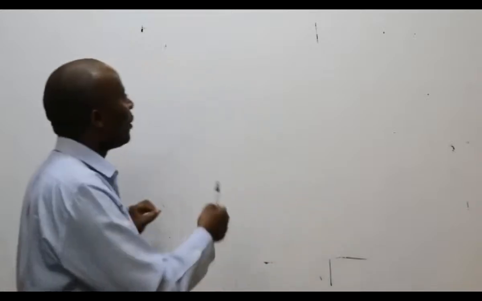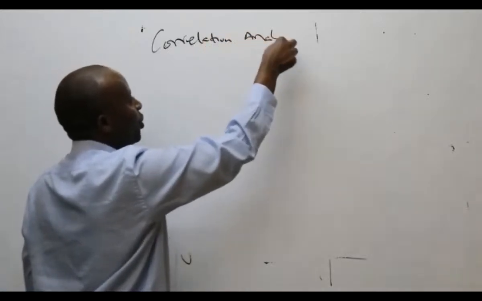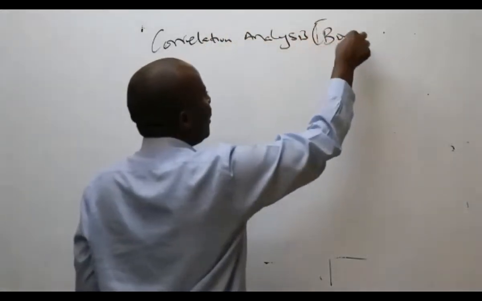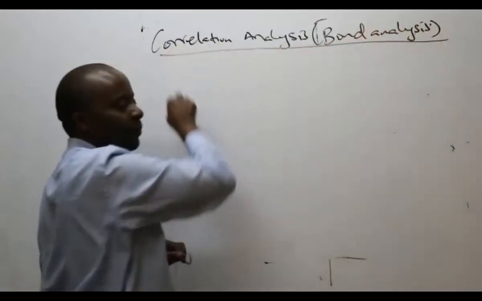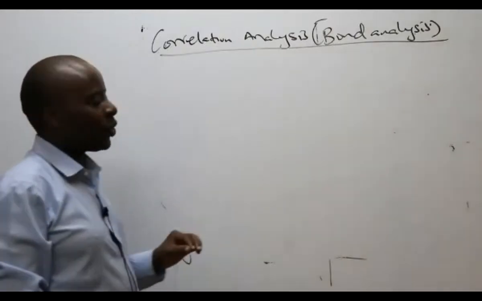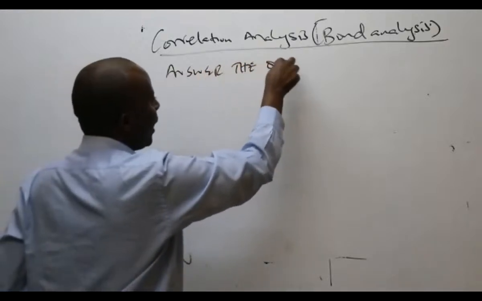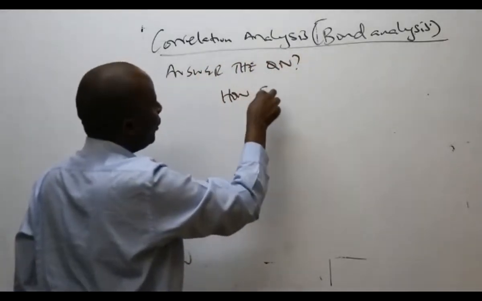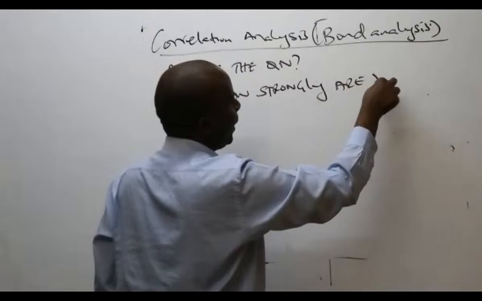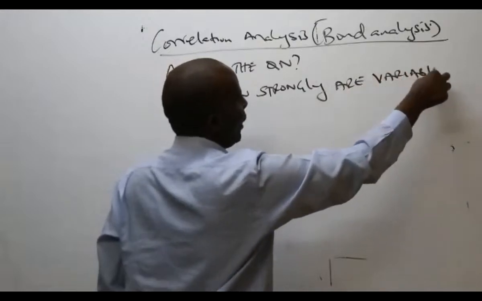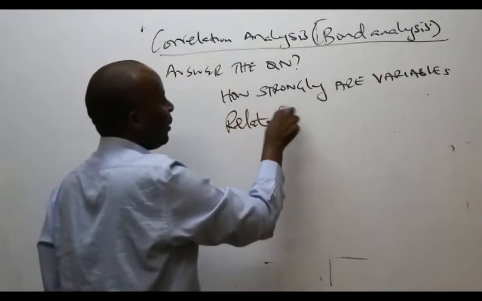So basically, ladies and gentlemen, we are going into what we call correlation analysis. Correlation analysis. This is the bond analysis. And this bond analysis will always answer the question, how strongly are the variables related?